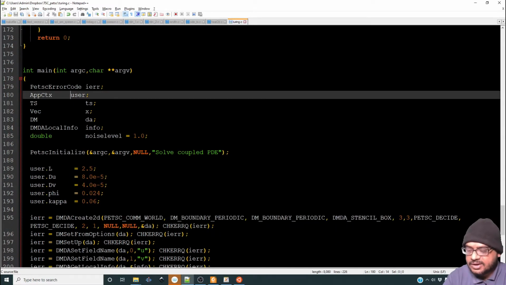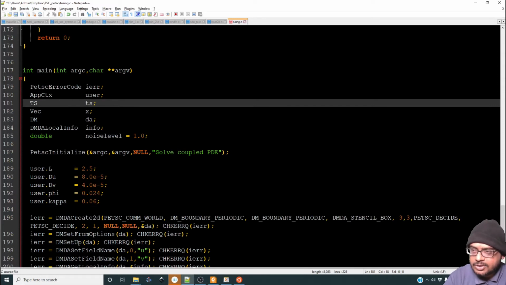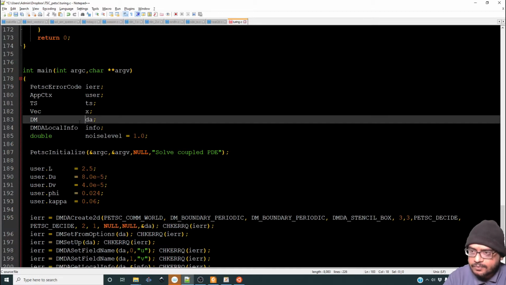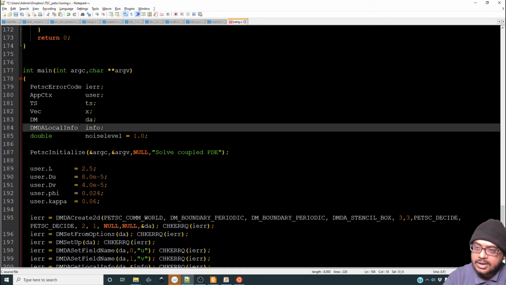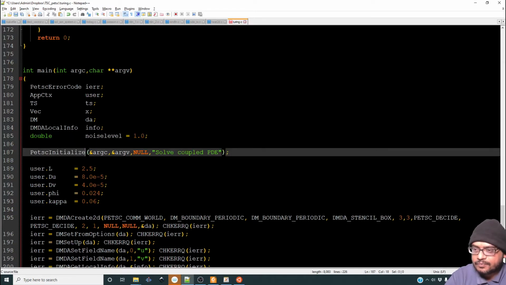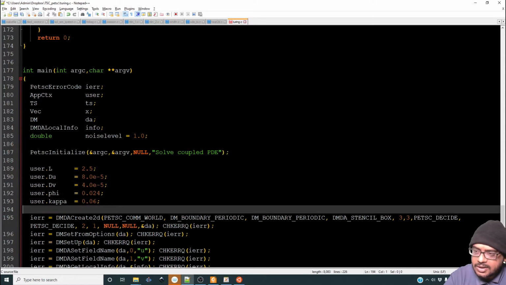But you don't need to do that, as you have seen in previous examples as well. Then you declare the appctx and assign it to a variable called user. Then you declare the time stepping object, you declare the vector x, you declare the DMDA, you declare the DMDA local info, and you declare a noise level. So this noise level you can change and recompile and run the program. Alternately, you can fetch the noise level from the command line arguments, but here we'll do it through main itself. Then you have PetscInitialize, which you must always have. Then you declare the L, du, dv, phi, and kappa.